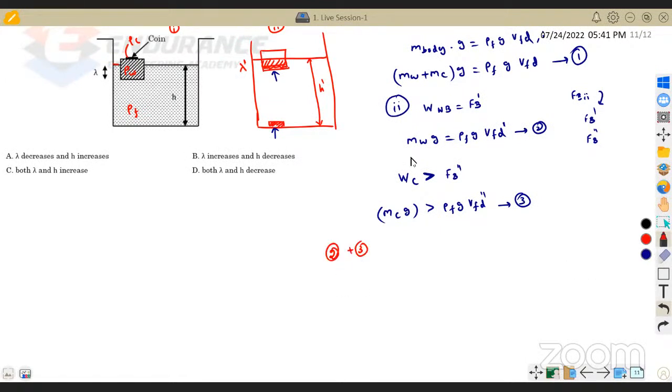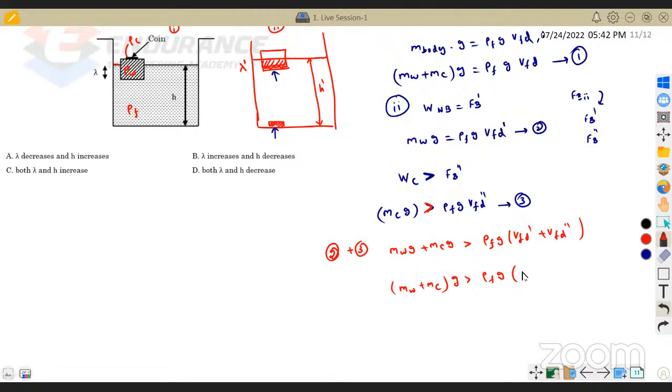See, left hand side I have M_W g, right hand side I have M_C g. Here equal to, here greater than. So if I add M_W g plus M_C g on the left hand side, then it has to be greater only, because this is equal to and this is greater. On the right, I will take rho F g into V_FD dash plus V_FD double dash.